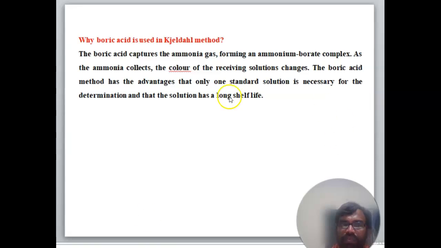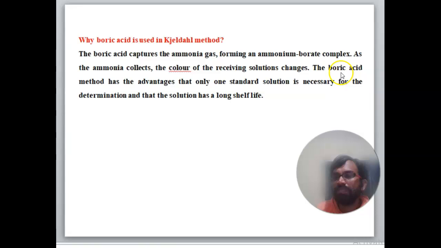Next, we can see why boric acid is used in the Kjeldahl method. That is a nice question. The boric acid captures the ammonia gas, forming an ammonium borate complex. So the main purpose of boric acid is trapping the ammonia, and the color of the receiving solution changes as the ammonia is collected. The boric acid method has the advantage that only one standard solution is necessary for the determination, and it is a solution with a long shelf life.